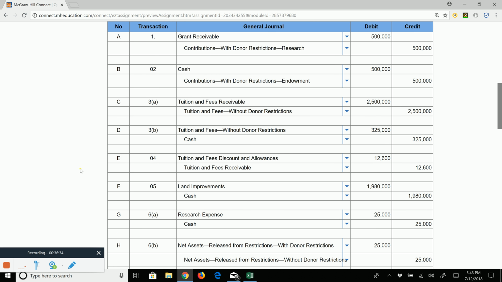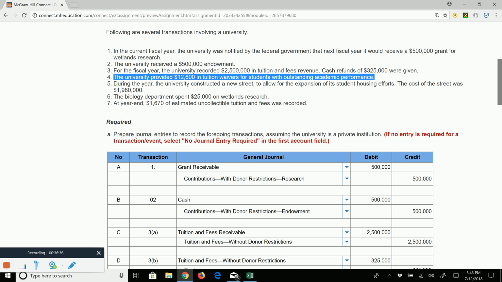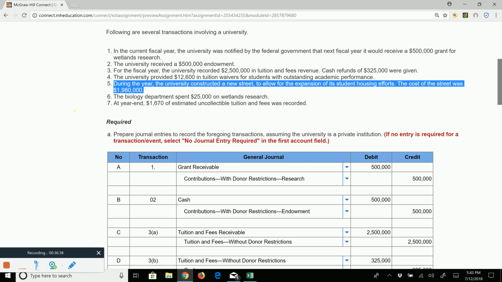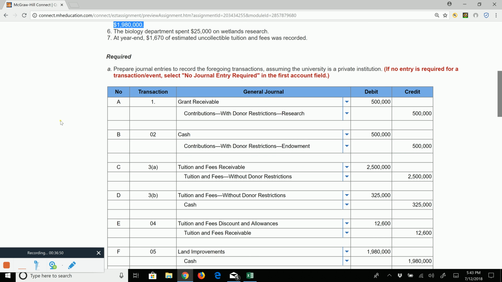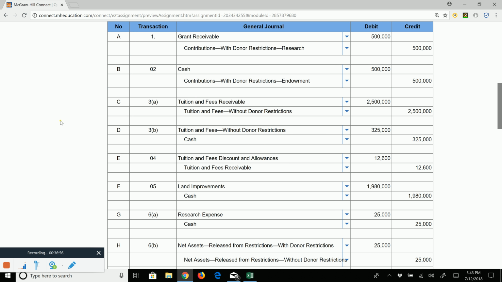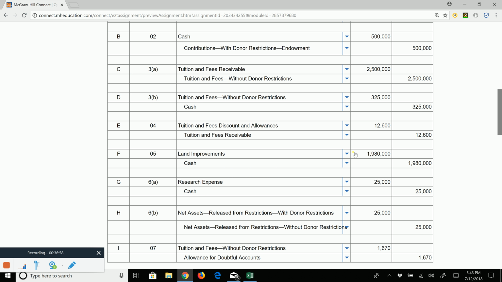Okay, number 5. Number 5, there's a slight difference. During the year, the university constructed a new street to allow for the expansion of its student housing efforts. The cost of the street was $1,980,000. So with a private university, which uses the FASB standards, we are going to see that the infrastructure is part of the property, plant, and equipment category.